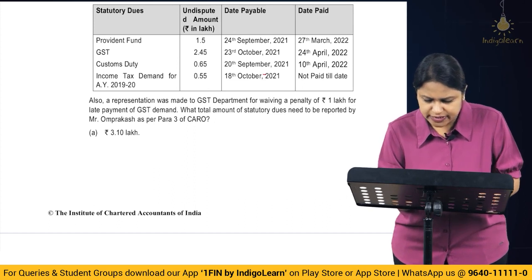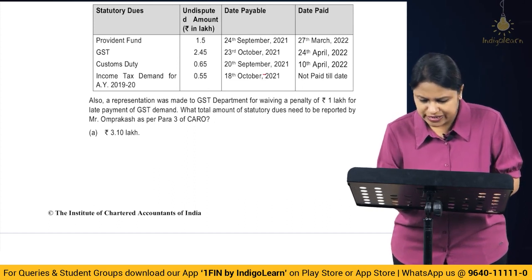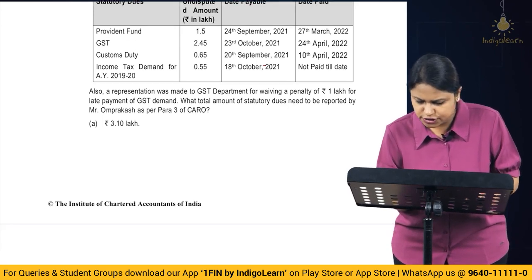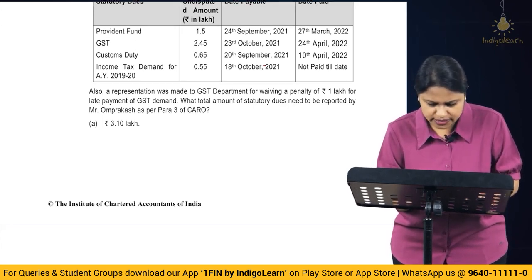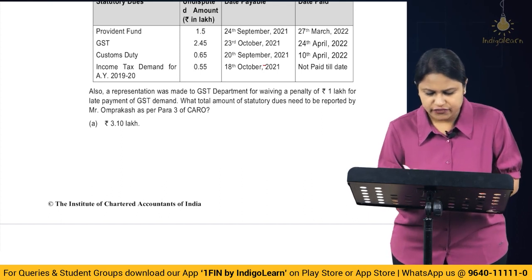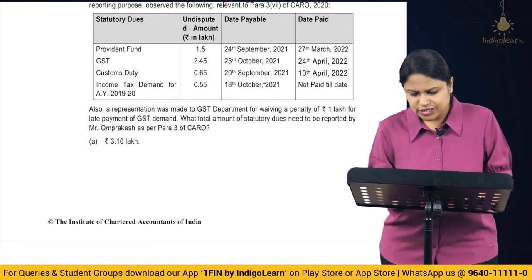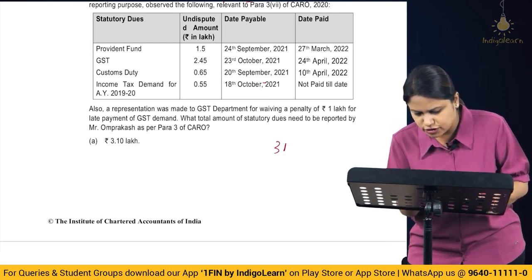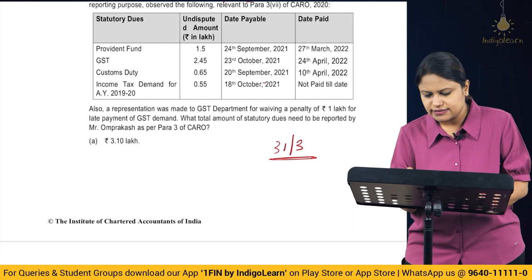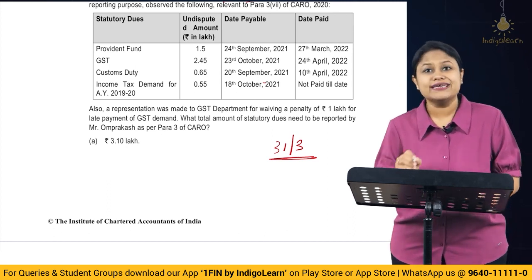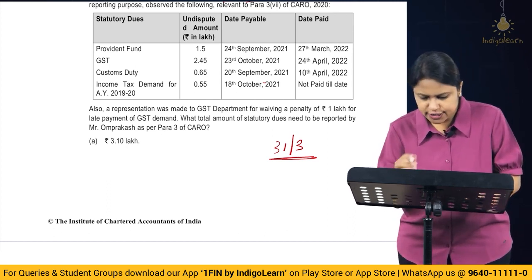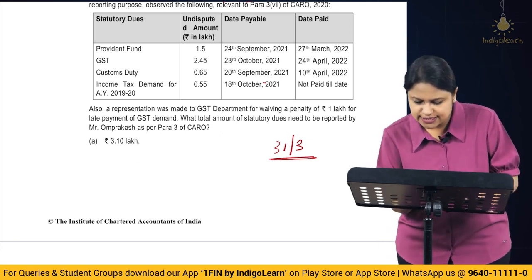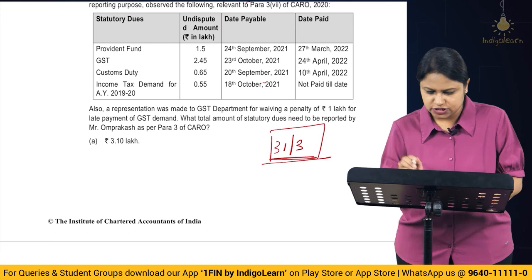Also a representation was made to the GST department for waiving a penalty of 1 lakh for the late payment of GST demand. What total amount of statutory dues need to be reported by Mr. Om Prakash as per para 3 of CARO? Okay. So as per para 3, the understanding should be that as on 31st of March, they are outstanding for a period of more than 6 months. So we need to check that the statutory dues should be outstanding for more than 6 months as at the year end, that is 31st of March.